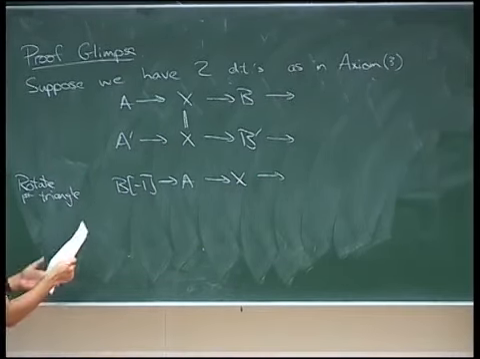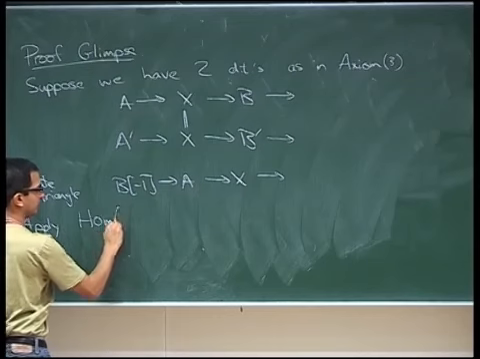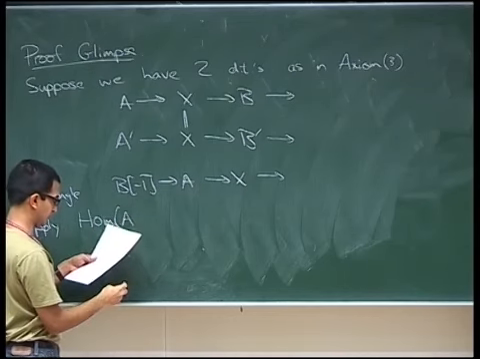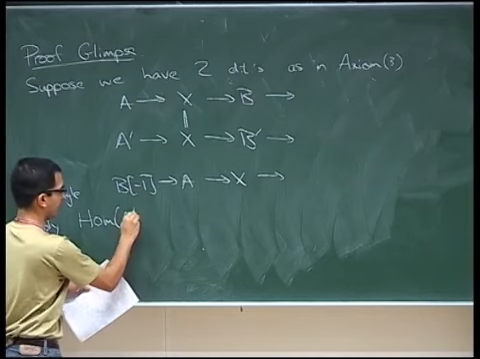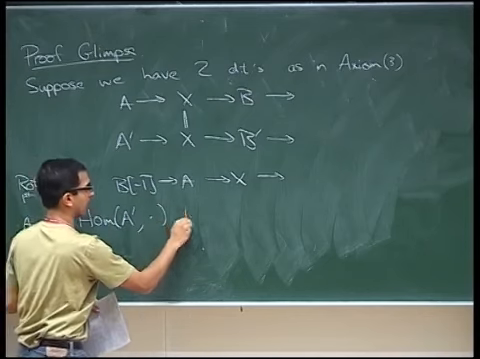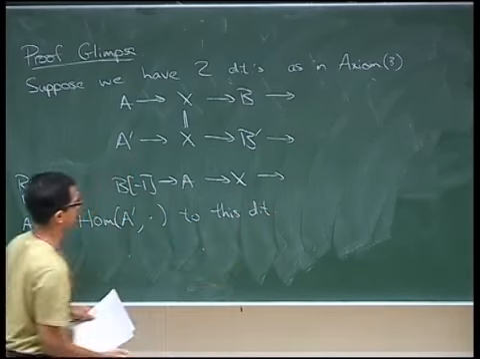And then I'm going to apply the functor Hom(A prime, -) to this distinguished triangle.